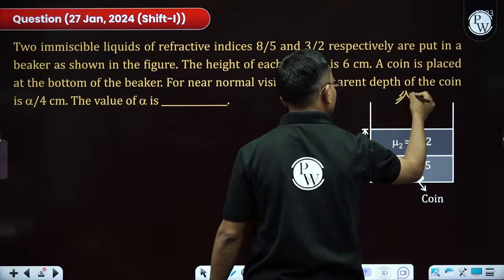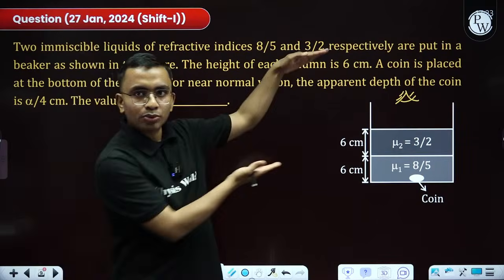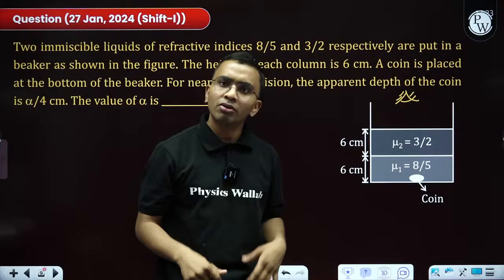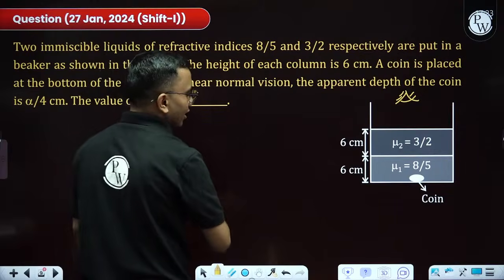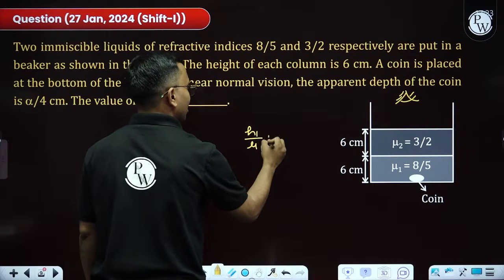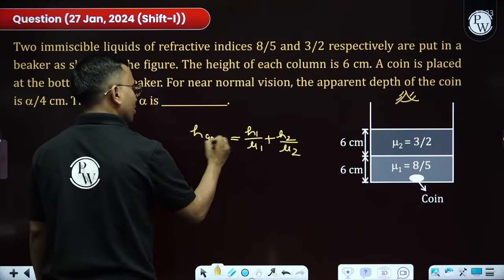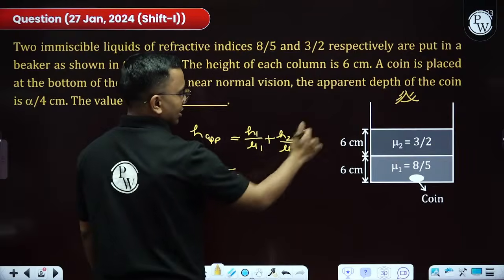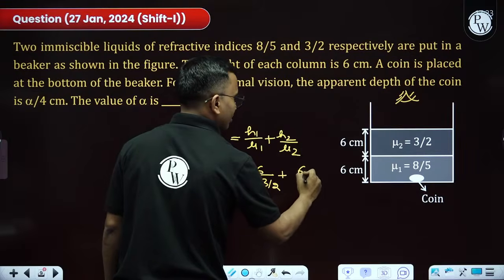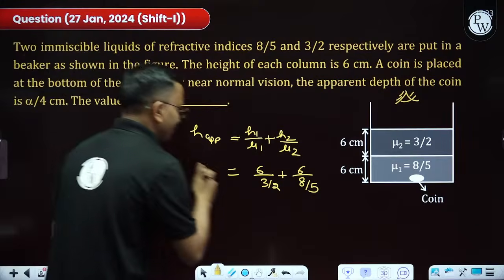When you are seeing from above, if one liquid were there, how would I write the apparent depth? Total depth divided by refractive index. But here two liquids are there, so accordingly you can write it for each. So the apparent depth will be H1 by mu1 plus H2 by mu2. What is H1? 6, divided by mu1, 3 by 2. What is H2? 6, and mu2 is 8 by 5.